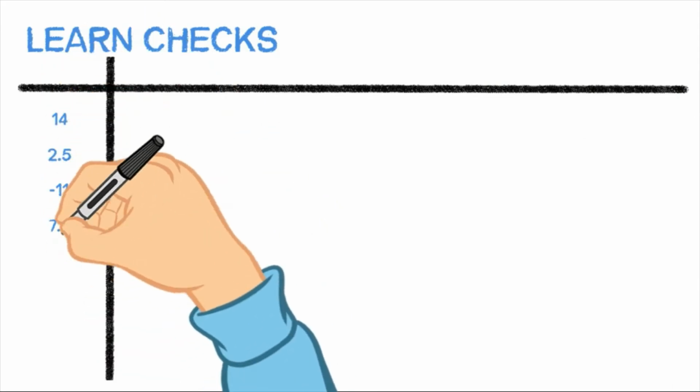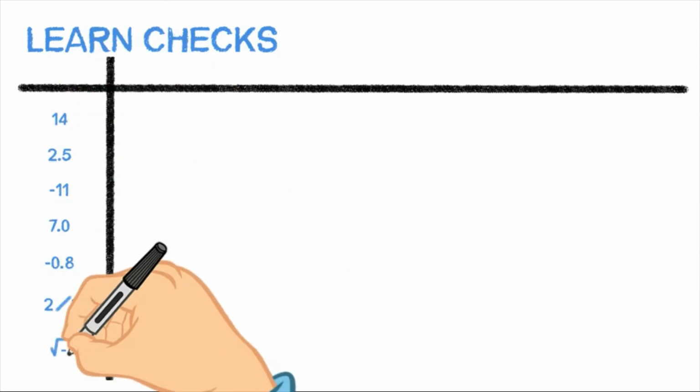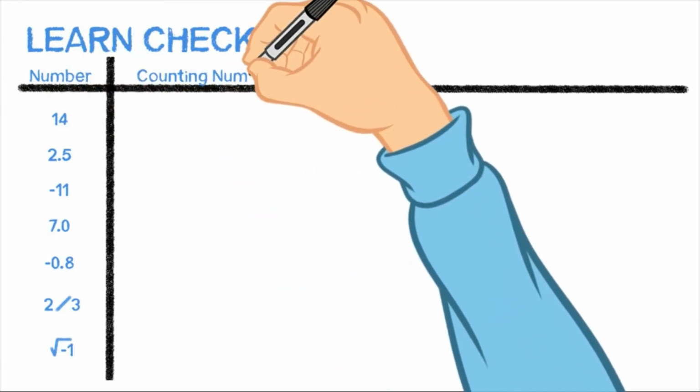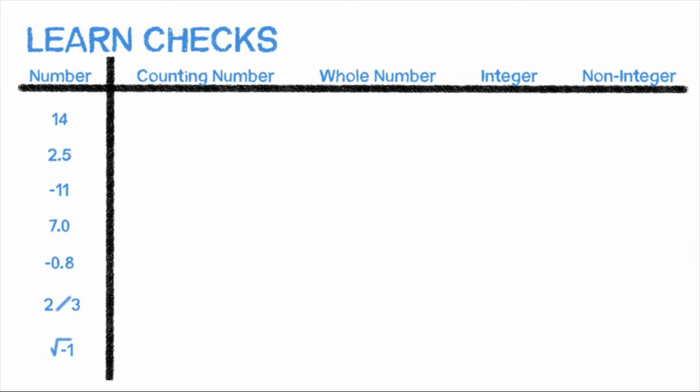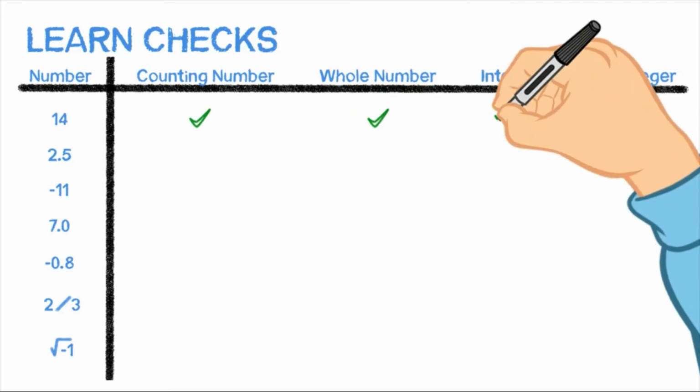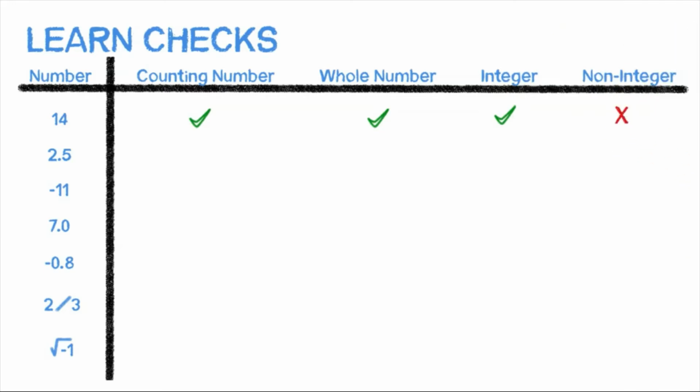Let us do some learn checks. Let us consider the numbers on the left side of this table and identify if these numbers are counting numbers, whole numbers, integers, or non-integer. Let us start with 14. Is 14 a counting number? Yes. Is 14 a whole number? Yes. Is 14 an integer? Yes. Which means 14 is not a non-integer.